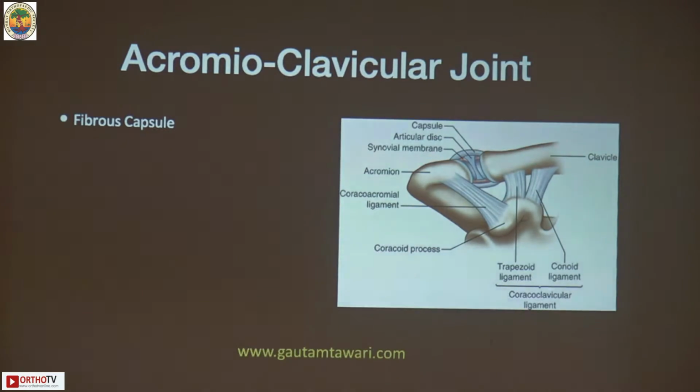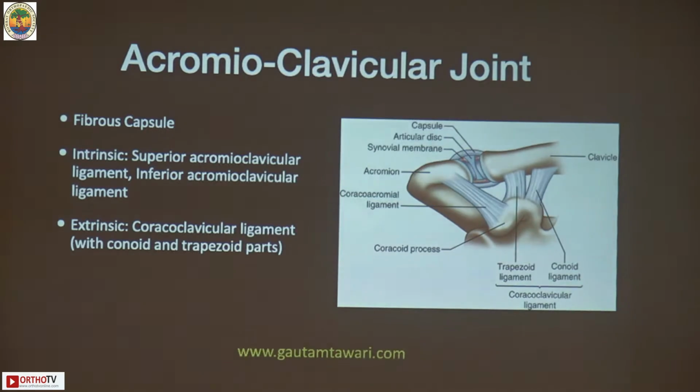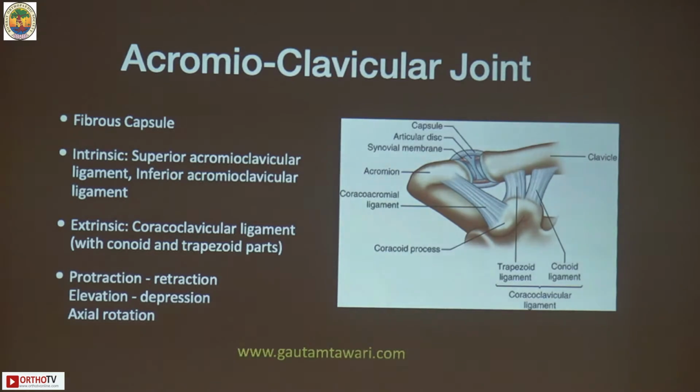So a fibrous capsule: superiorly the capsule is a lot thicker as compared to the inferior capsule. It has the acromioclavicular ligaments as a part of the superior capsule. Extrinsic ligaments are the coracoclavicular ligaments, and they will hold on to the clavicle whilst the acromioclavicular ligament holds on to the acromion. The motions that the AC joint goes through are protraction, retraction, elevation, depression. It also rotates, so there is an axial rotation along the line of the clavicle.